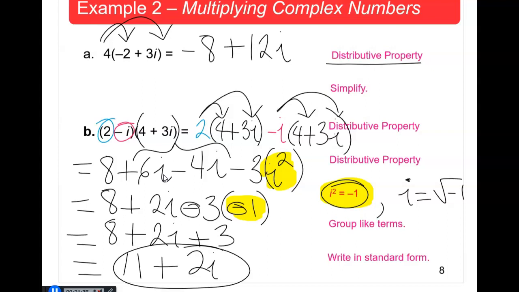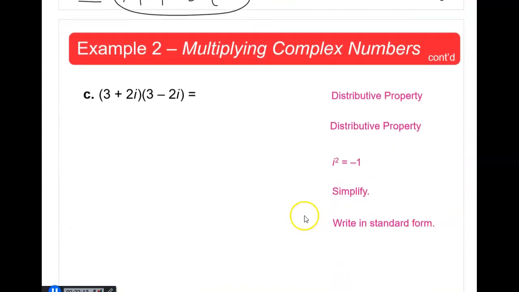So here I used the distributive property, but if you like to use the FOIL method, like if you were multiplying two binomials, you are, of course, free to do so. So it will be like first terms, 2 times 4, and then outer terms, 2 times 3i, and then the inner terms, negative i times 4, and then the last terms, so it will be the negative i times 3i. So that's another way to obtain the product.